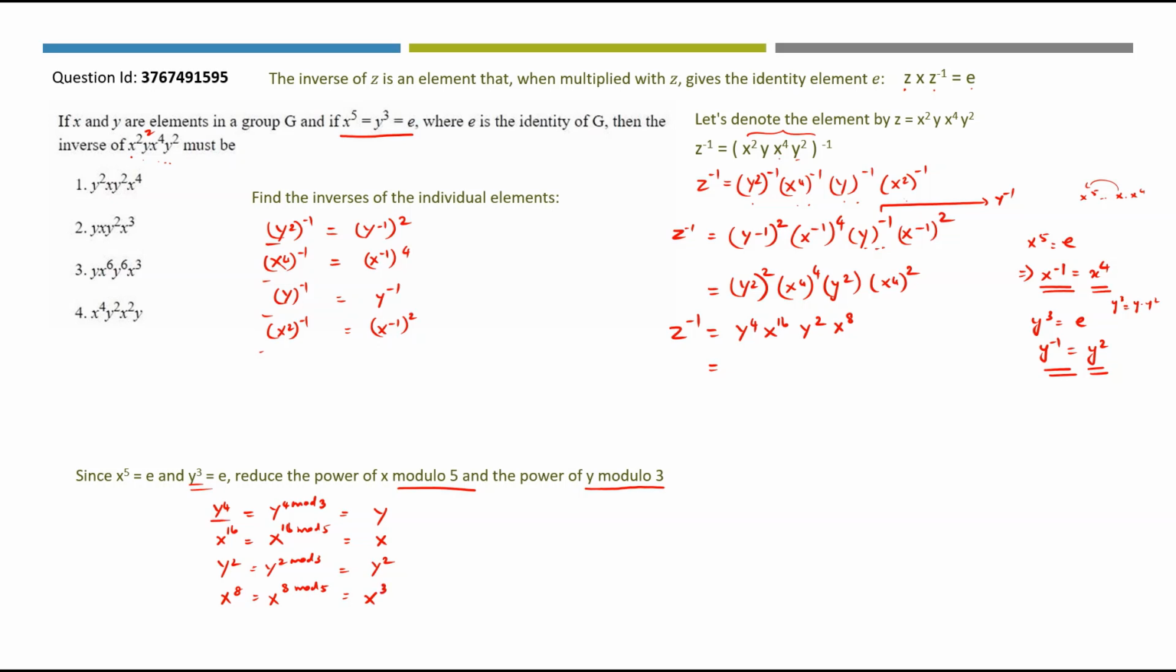Now instead of y power 4, we have y here. Instead of x power 16, we have x here. Y square is not getting changed, so we are keeping it as it is. What about x power 8? It is x power 3 now. This will be the inverse of z. Where do we find the value matching? In option number 2. Option 2 will be the right answer.